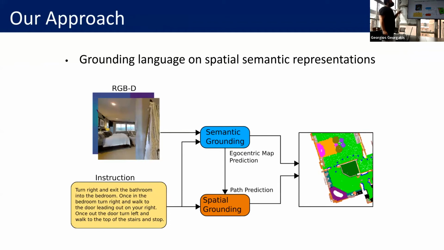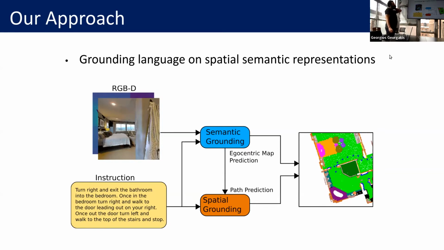And so, inspired by these recent and older studies, what we're doing here is that we are proposing a fundamentally different method to address the VLN problem. And we do that by grounding the language on spatial semantic representations, rather than doing it, first of all, end-to-end, and also rather than grounding these representations on the egocentric observations, right? And we do this with two steps. Given an RGB-D image and the instruction, we first predict an egocentric map, and then we use that egocentric map to predict a path.